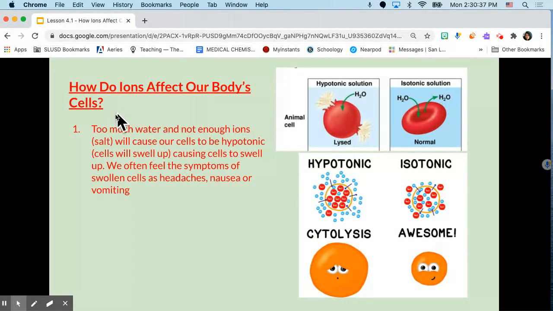So this paragraph pretty much just summarized what I went over. And this is what happens if you drink too much water and not enough ions or salts, right?